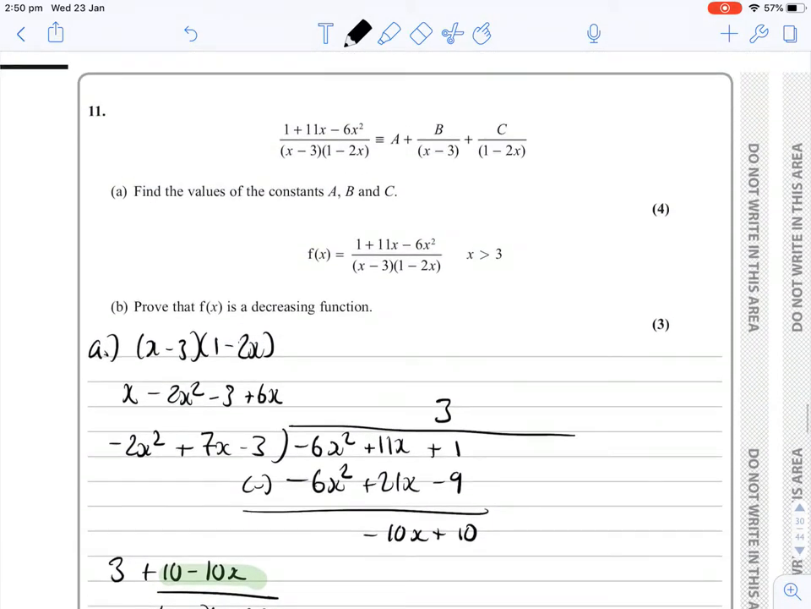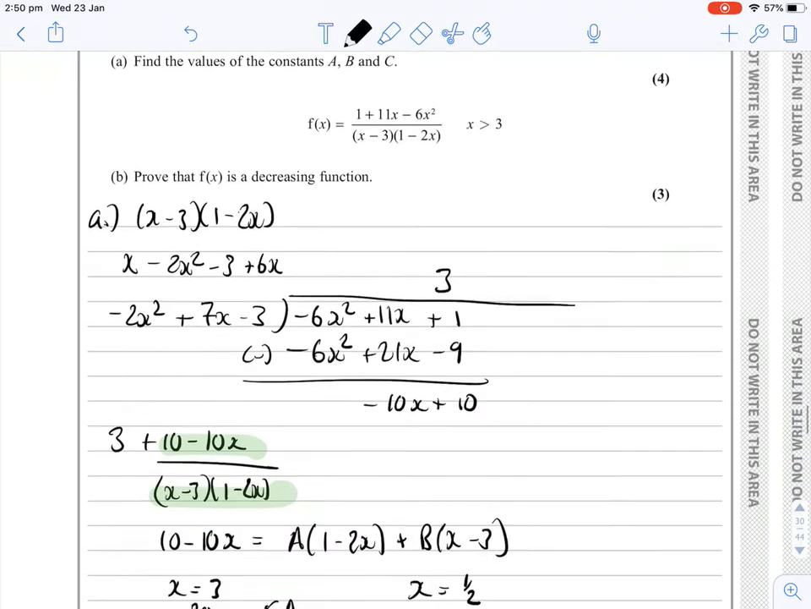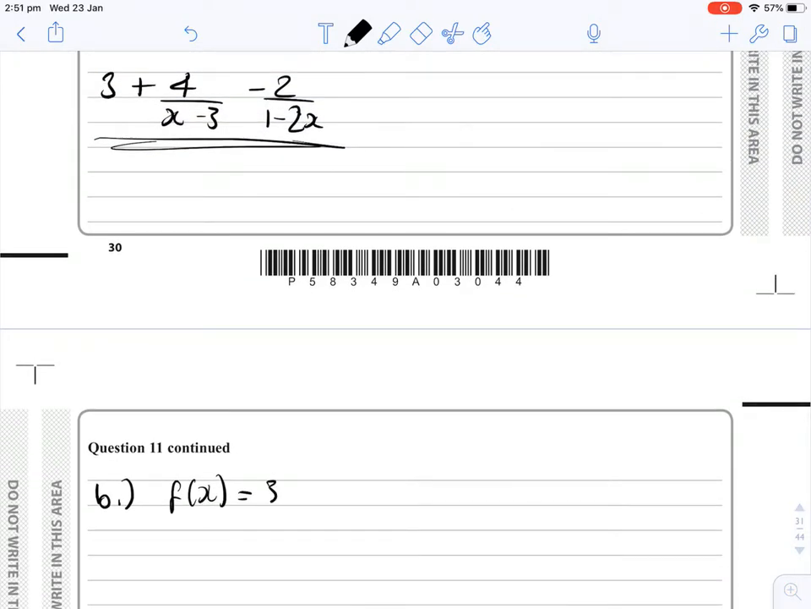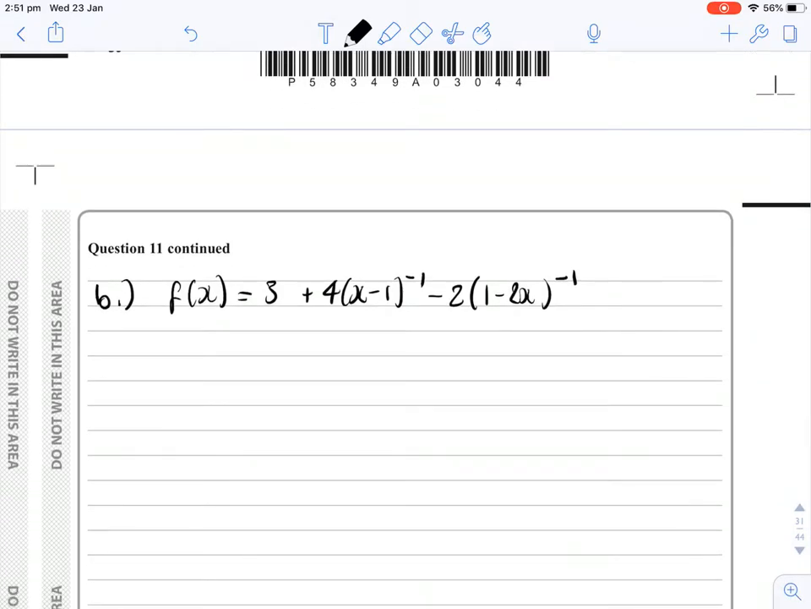Part B. Prove that f(x) is a decreasing function. So if that is f(x) and we want to prove it's decreasing, what we need to do is look at the differential. So f of x is equal to 3 add 4 lots of x minus 3 to the minus 1 minus 2 lots of 1 minus 2x to the minus 1.